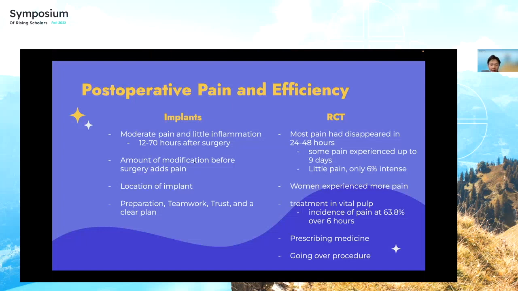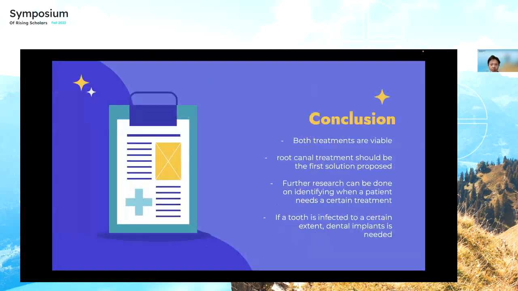Also, the cost in economic comparison was very big. Implants cost twice as much as root canal treatment. So in conclusion, both treatments are viable, but root canal treatment should be the first solution proposed unless there's a situation in which a tooth is too infected and it's too much for the root canal to handle, then a dental implant should be used.